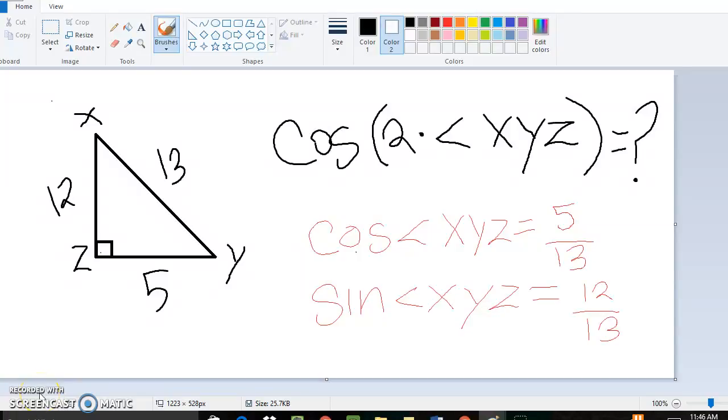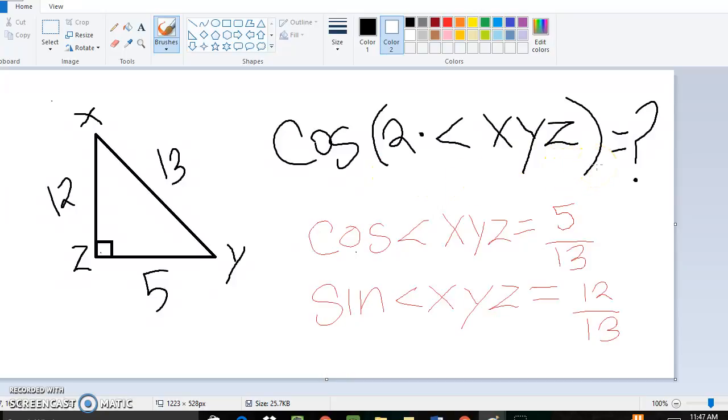So today we're going to learn the cosine double angle formula, and we have a triangle here which we're going to use, which is XYZ. And we know it's a right triangle because 5 squared plus 12 squared equals 13 squared. And the question they want us to figure out is what is cosine of 2 times angle XYZ?